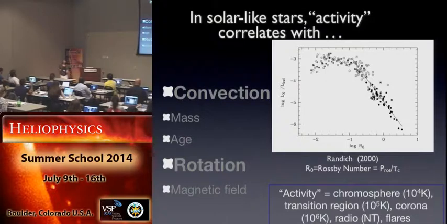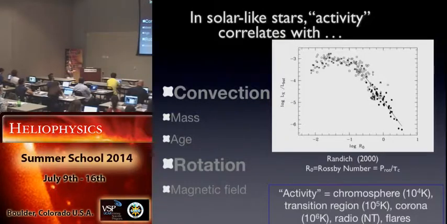Is there another question? Can you say a little bit about these solar-like stars? Only G-type stars, or are we moving away a little bit? Okay, so the question was, what do we mean when we say solar-like stars in the context of this plot?